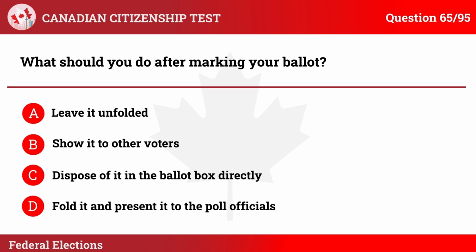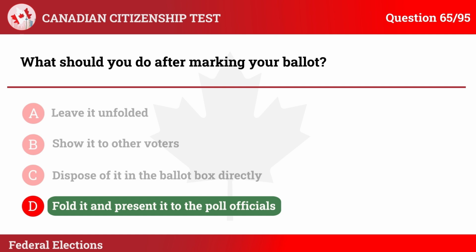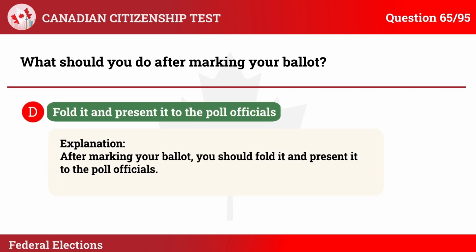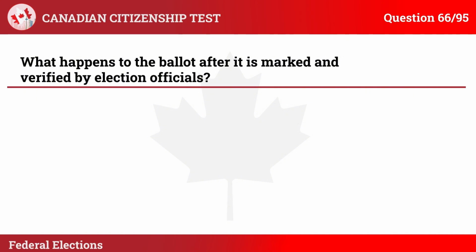The correct answer is D. Fold it and present it to the poll officials. Explanation: after marking your ballot, you should fold it and present it to the poll officials. Question 66. What happens to the ballot after it is marked and verified by election officials?